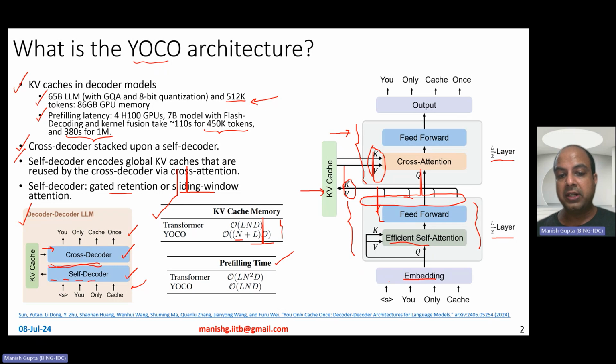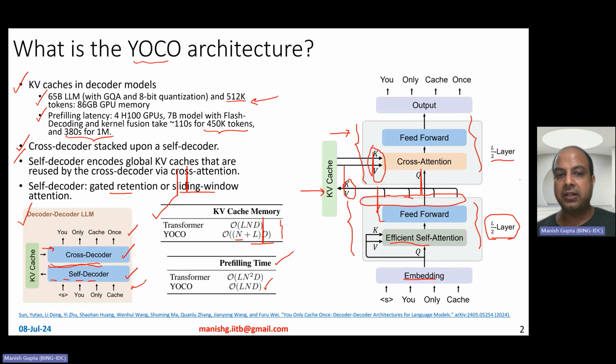However, in YOCO, that thing becomes LND. That thing becomes LND because of 2 main reasons. I mean, the prefilling time reduces for 2 main reasons. One, rather than actually doing prefilling for all the L layers, you actually need to do it for just L by 2 layers. Because for the upper part of this network, you basically are not doing any prefilling. You're just reusing the KV cache from the lower part anyway. Okay. So it becomes half, but that doesn't really matter for the order.